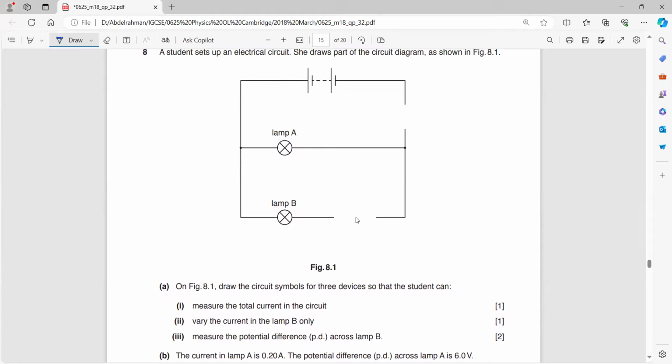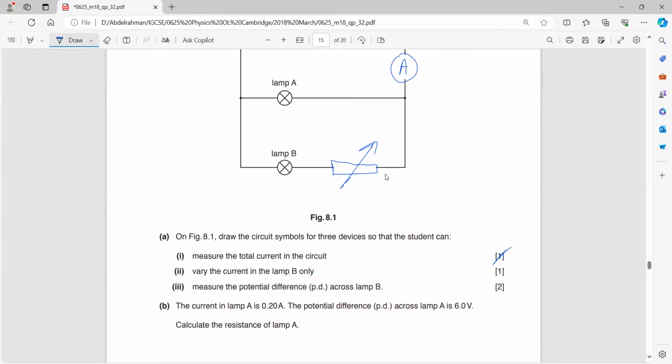Where should I draw the ammeter? On the right, in series, next to the empty cell. Okay. To vary the current in lamp B only, what should I use? A variable resistor, next to lamp B. And then to measure the potential difference, I need to draw a voltmeter in parallel. Okay, voltmeter in parallel, above or below lamp B. Okay, good.